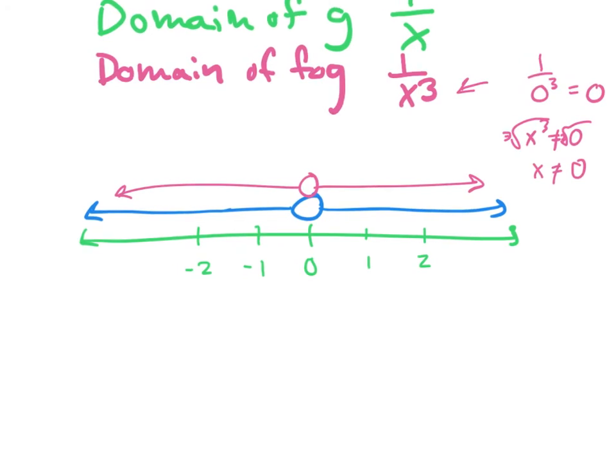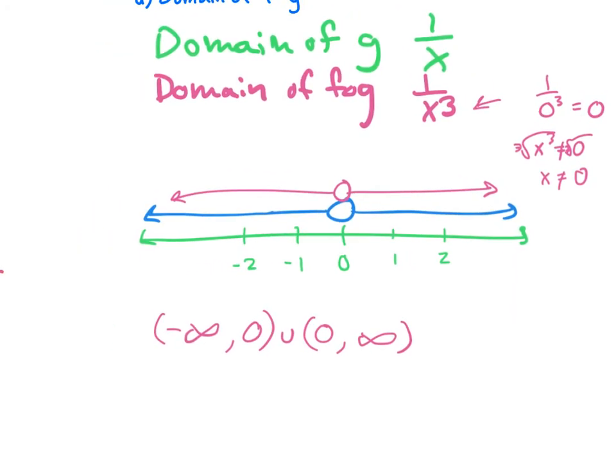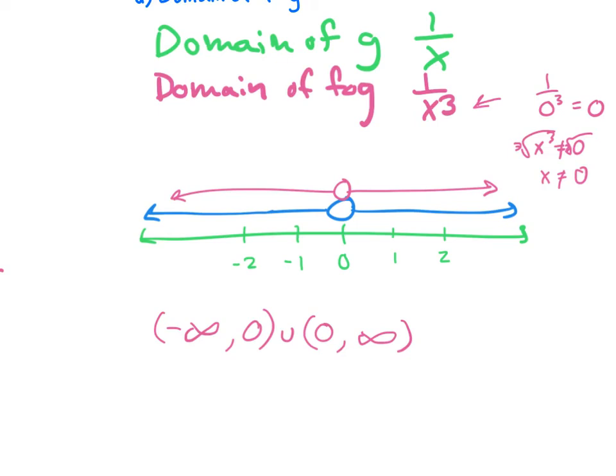So we would take what's in common between these two. We would start with negative infinity, and then we go up to 0, but we can't include 0. And then we would put the little union sign, and then we start at 0 and go to infinity. So this is just saying all real numbers except 0.